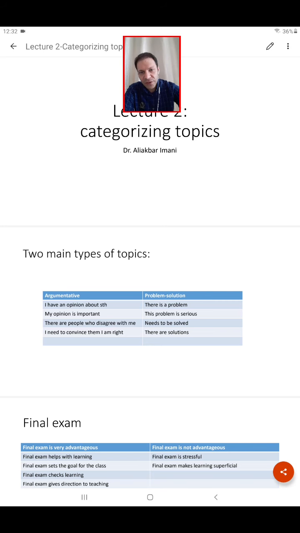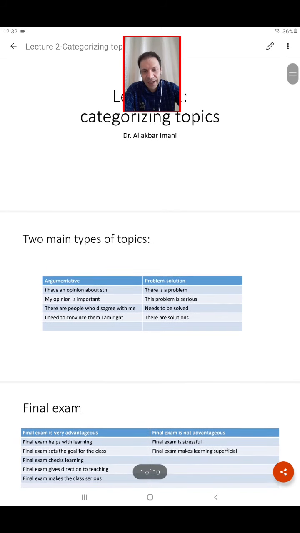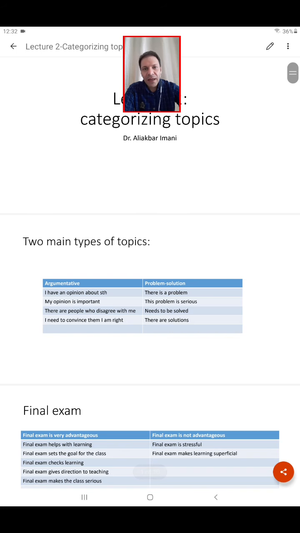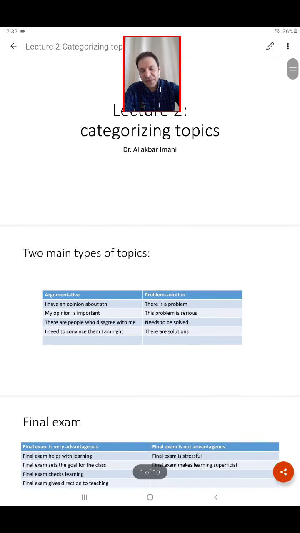So this is lecture 2. Again, I am going to talk about research topic. That is the continuation of lecture 1. In lecture 1, we talked about how to choose the article.